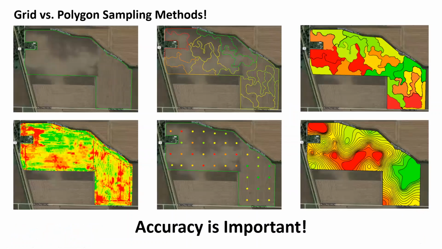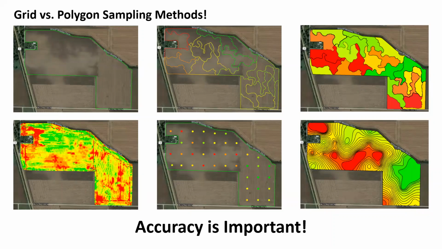So I want to now swing into the accuracy part of soil sampling and have a discussion around, do we zone sample? Do we polygon sample? Do we grid sample? What's the right resolution? What's the right strategy? What's the right method of soil sampling for my farm or for my customer's farm?